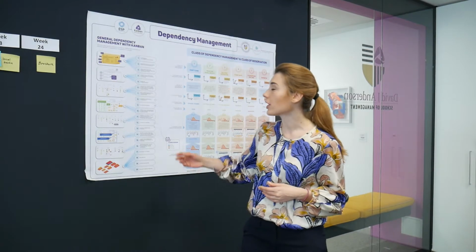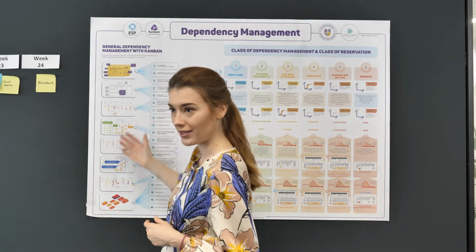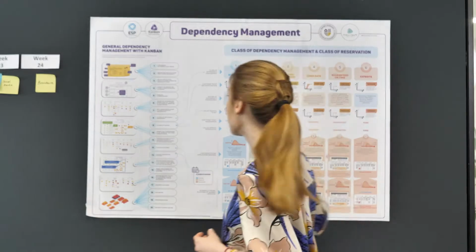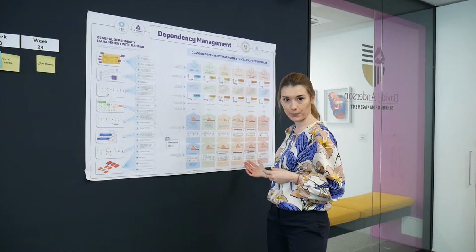A lot of Kanban practices already allow us to successfully manage dependencies. You can see the explanation of these practices on the left-hand side of the poster. However, there may be a need in some extra dependency management to avoid delay and deliver within expectations. These studies are based on the cost of delay.